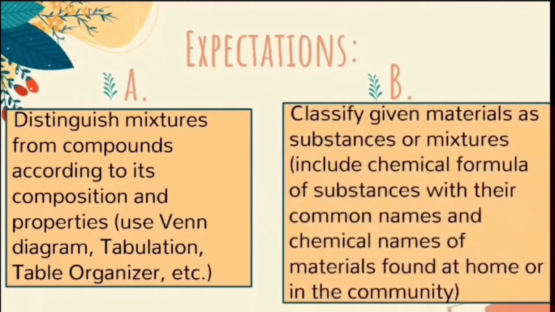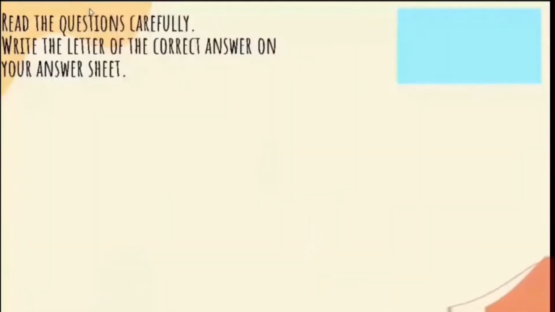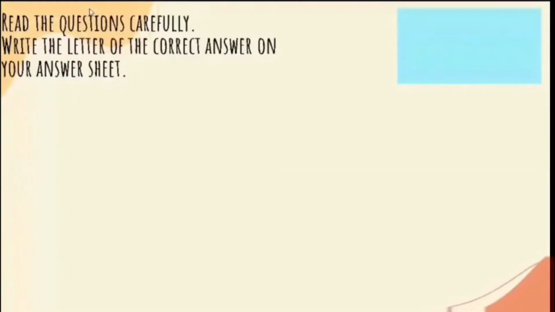Include chemical formula of substances with their common names and chemical names of materials found at home or in the community. The activities in your module are prepared for you to learn with ease and fun. Enjoy as you discover the substances and mixtures around you. For the first part of your module, get your pen and paper and answer the following. Read the questions carefully. Write the letter of your answer in your answer sheet.